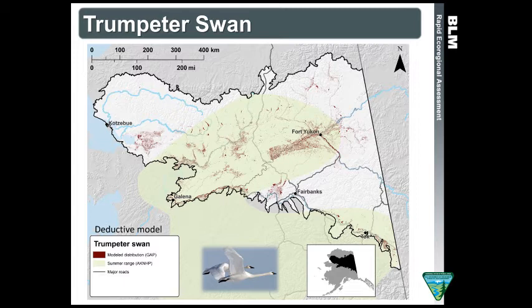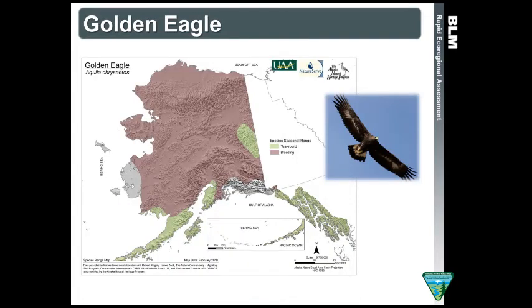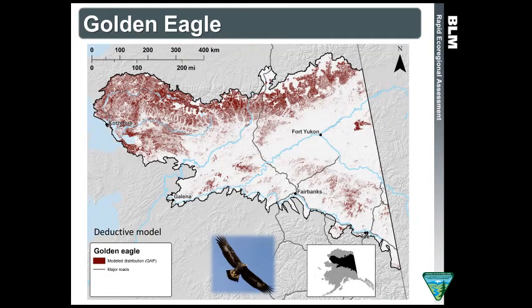All right, last one. Golden eagle. This is going to be a fun one. This is the GAP distribution model, and it was a deductive model.